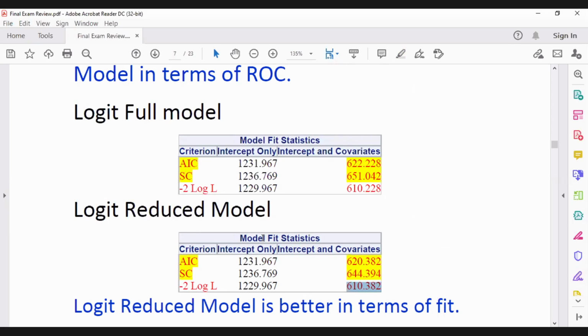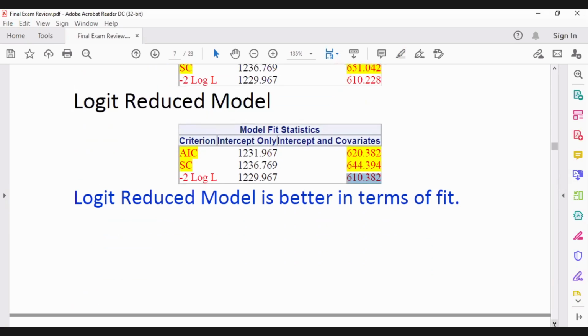But finally, the decision is to pick the reduced logit model. Why? Because we got two criteria against one. So it wins the fight against the full model since it has both Akaike and Schwarz lower compared to the full model. Any question?